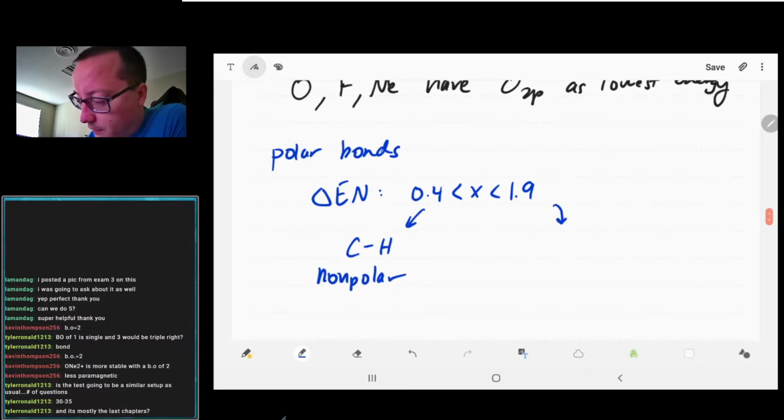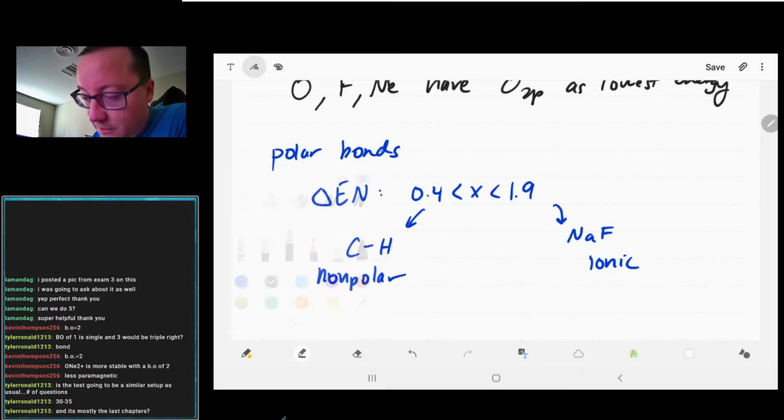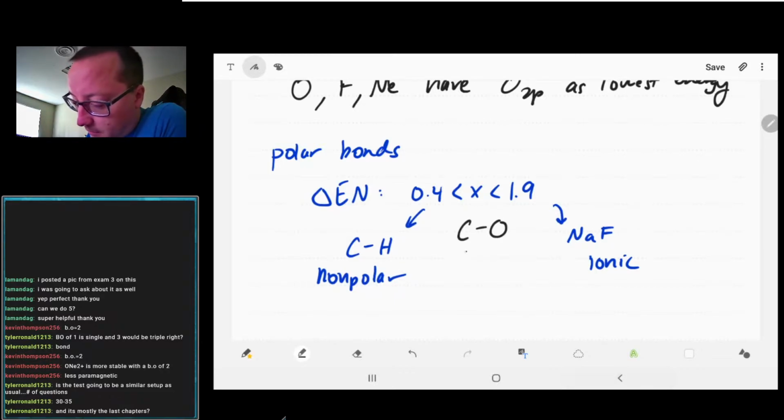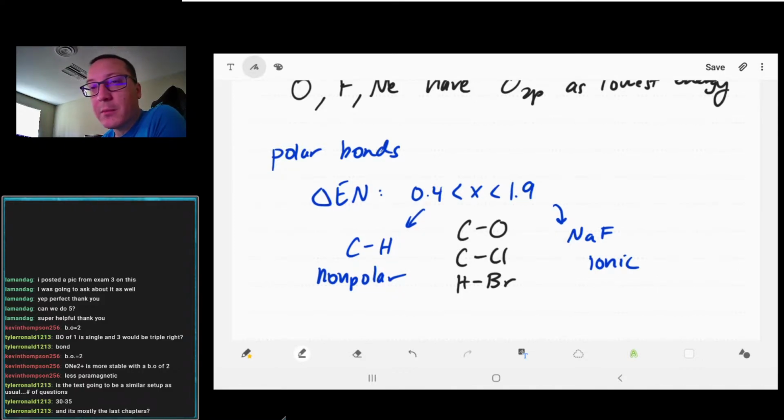And on the other end of things, we have something like sodium fluoride, which would be ionic. So polar stuff is going to lie in between those two. Anytime we have a difference of electronegativity within this range, we're going to consider it polar, like these. You, of course, would be given electronegativity values if you needed them in a problem.